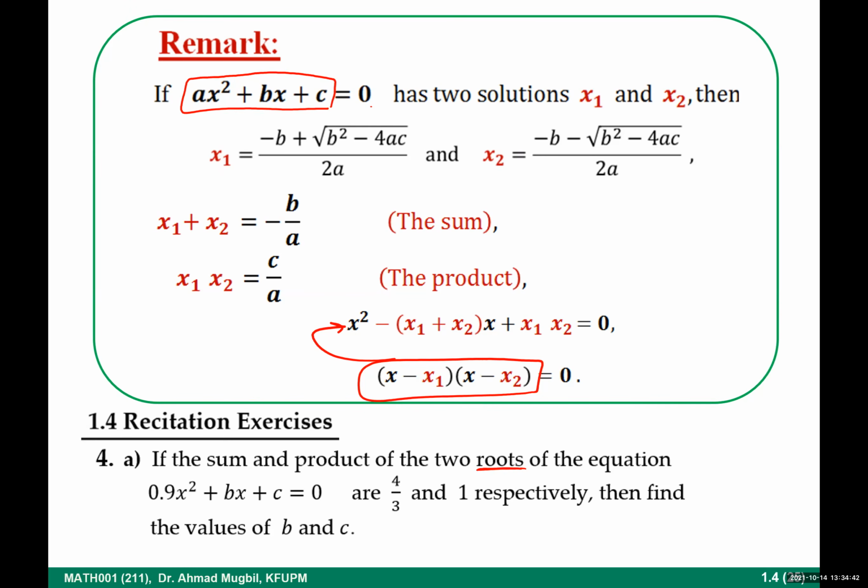Respectively means in order. This means you have here the sum and the product, and here you have two numbers. So which one of them is the sum? The first one mentioned here is the first one mentioned there. What is mentioned second is the second. This is the meaning of respectively, with the same order.